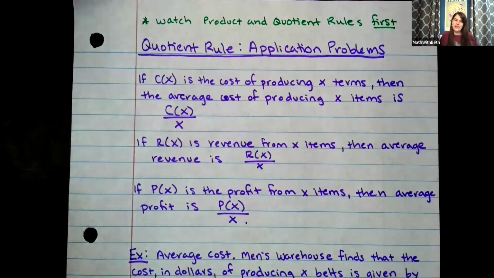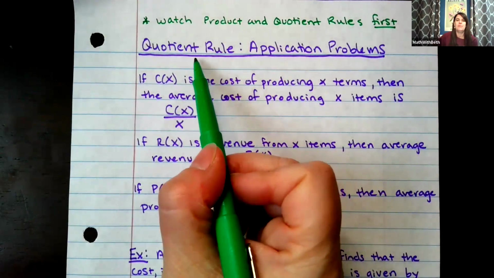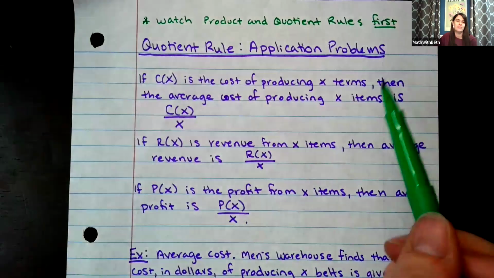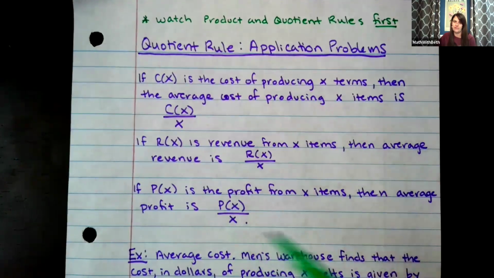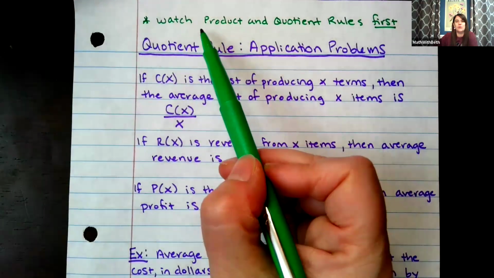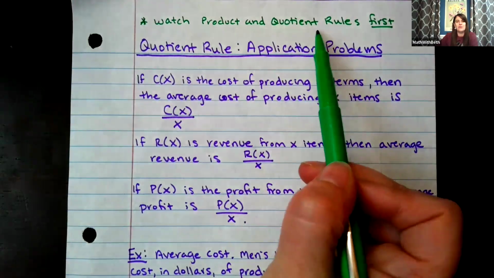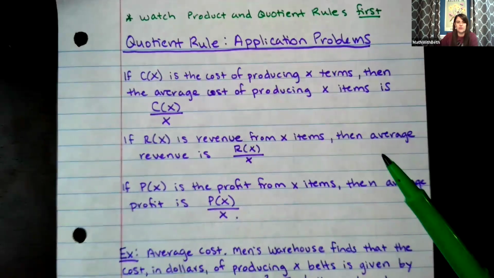Hello, this is Math with Beth, and we are going to be using the quotient rule to find derivatives, but with these application problems involving cost and revenue and profit. So if you have not already watched the video on the product and quotient rules, you definitely should watch that first, because I'm going to assume you know how to do the quotient rule before you do this.